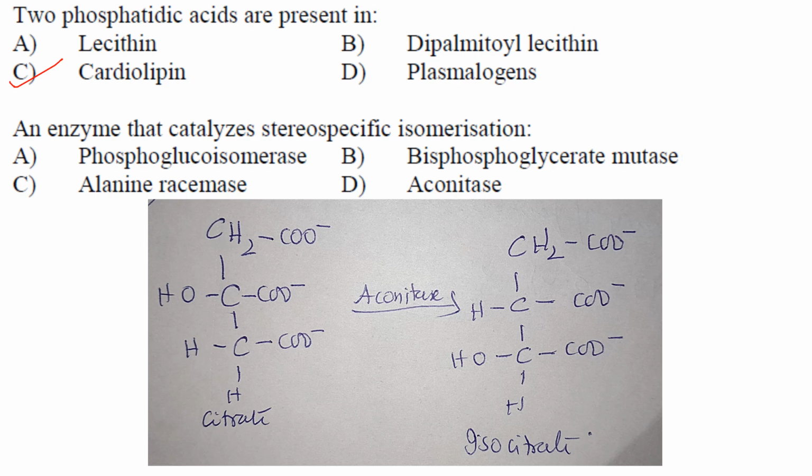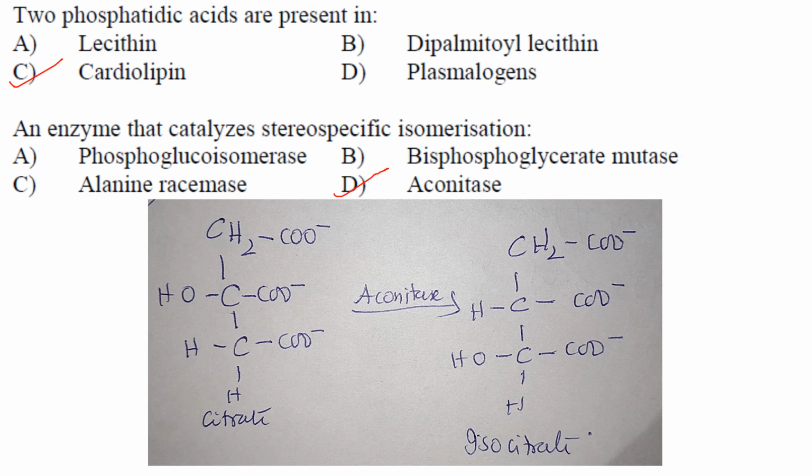Then an enzyme that catalyzes stereospecific isomerization. Stereospecific isomers have the same molecular formula and bond sequence, but the three-dimensional spatial arrangement of atoms differs. As you can see here, this is citrate and isocitrate. See here, OH and H, it is different in isocitrate, but they are stereoisomers. They are isomers, and the reaction is catalyzed by aconitase. So the answer here is option D, aconitase.